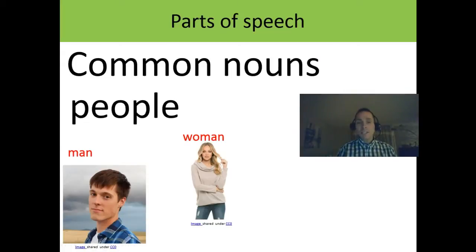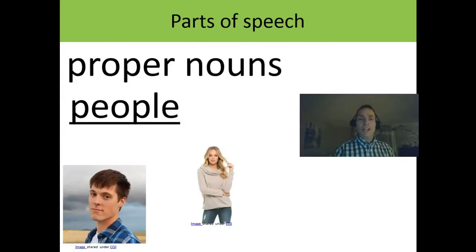Now, we can take these common nouns for people, and we can make these common nouns into proper nouns. So for example, the man, if we give him the name Bob, that's now a proper noun. The woman, if we give her the name Kathy, those are now proper nouns. Okay, so once we take that man and the woman, or the teenager, or the grandmother, or the aunt, or the child, and we give them a name, it's now a proper noun. Okay, so we've got common nouns, proper nouns for people.